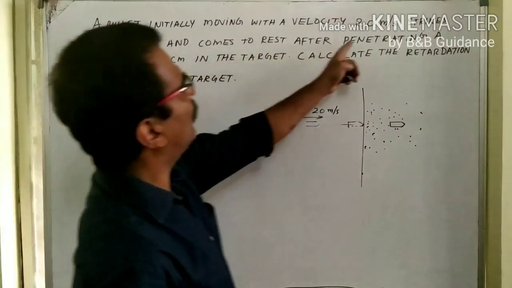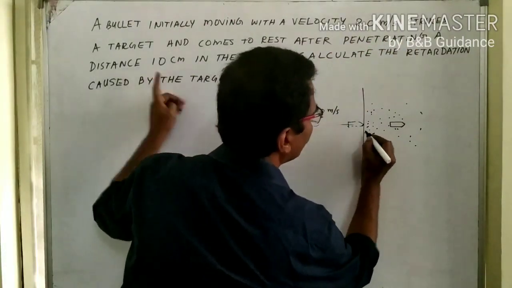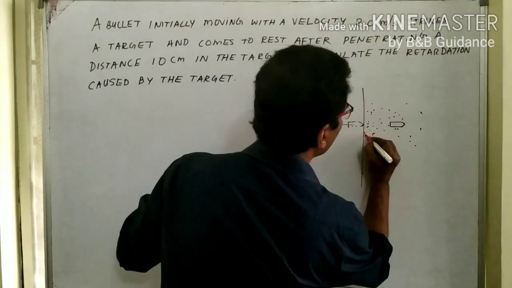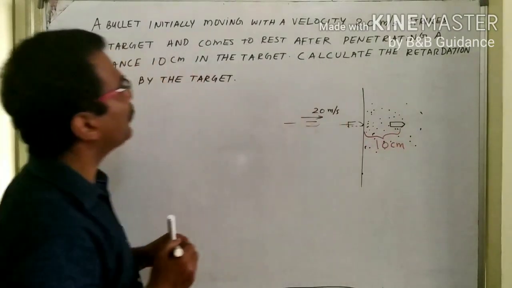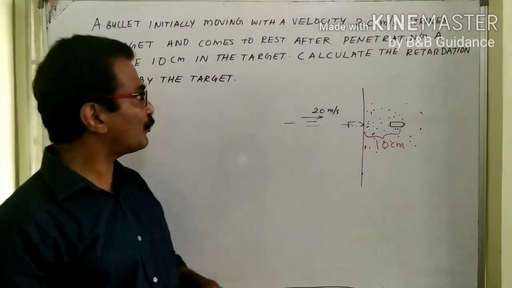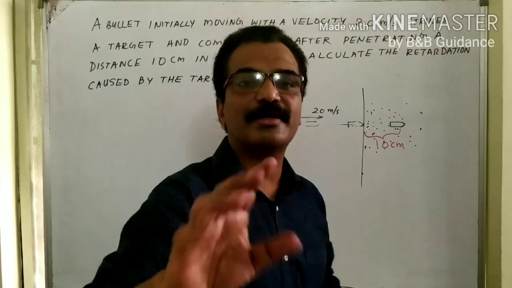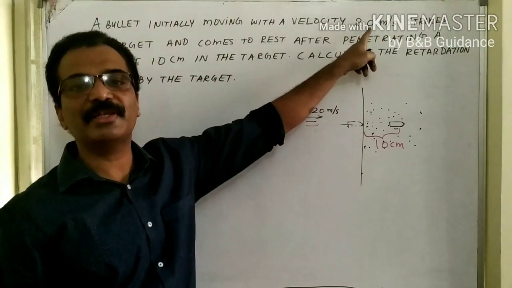After penetrating a distance of 10 centimeter, this distance they have given. In the target, calculate the retardation caused by the target. They ask you to find the retardation. Here this value is 20 meter per second.